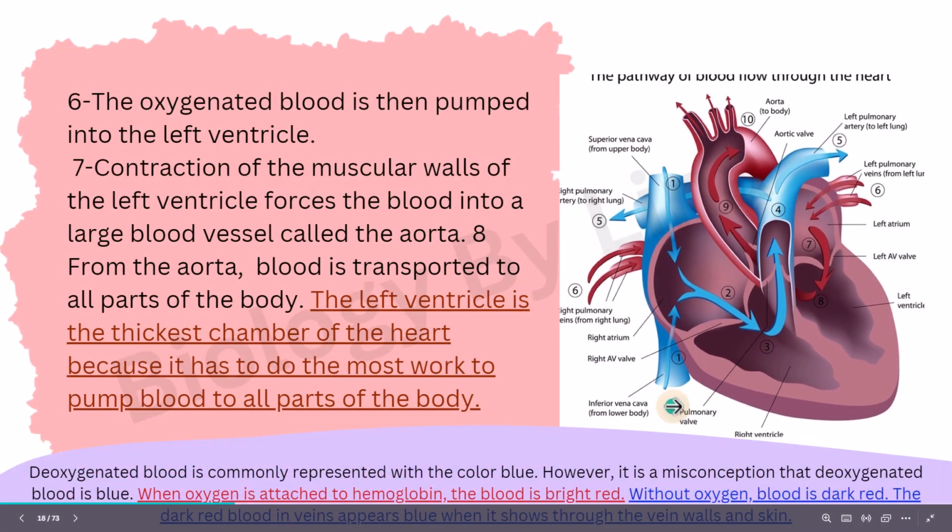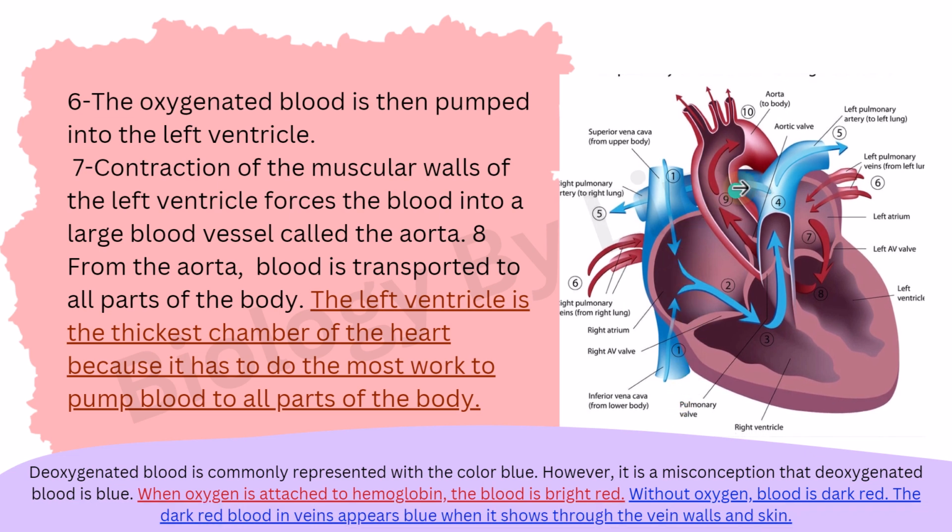This is the pathway of the blood that moves through our heart and goes to the body and to the lung. First, we will start with number one, the deoxygenated blood. When we say deoxygenated blood, it doesn't mean it only consists of CO2. It contains CO2 in high concentration and oxygen in low concentration.